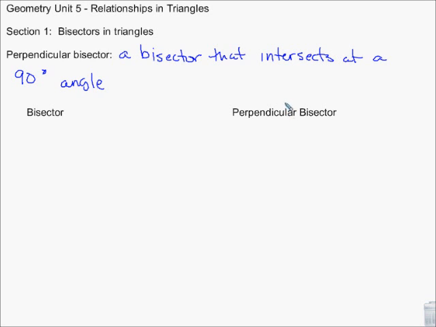So we have bisectors, and if you remember, a bisector cuts things in half. If you bisect an angle, you get two equal-sized angles. If you bisect a line segment, you get two equal-sized pieces. So it cuts things in half. A perpendicular bisector is a bisector, but it intersects at a 90-degree angle.